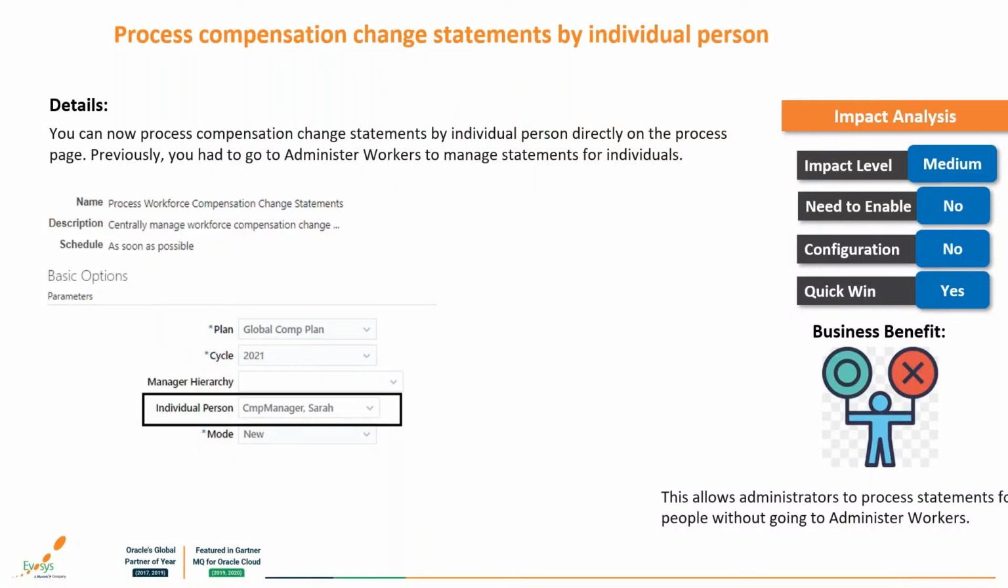Process compensation change statements for an individual person. This feature allows the administrators to process statements for a particular individual directly on the process page itself. You don't have to navigate to administer workers for this task. This will save a lot of time for the administrators to troubleshoot any of the statement related issues. Earlier, to generate statements or to see whether the statements are being generated properly, you had to run the batch process and generate the statements for the entire population in the worksheet. Now you can generate for an individual person and troubleshoot any kind of statement related issues quickly.